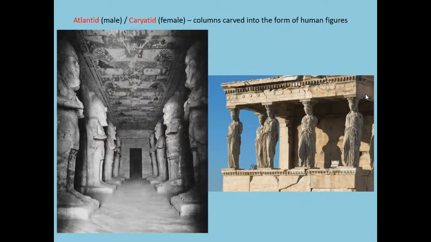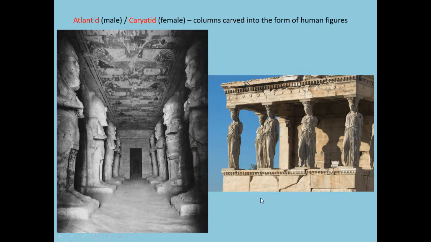The interior is remarkable, and when we look at the interior of Ramses' temple, there are these columns that are carved into statues of the pharaoh. And so when we have carved statuary that are functioning as columns, if they're male, they're called Atlantids. And when we turn to ancient Greece, we'll see examples of carved columns that are carved to look like female figures.